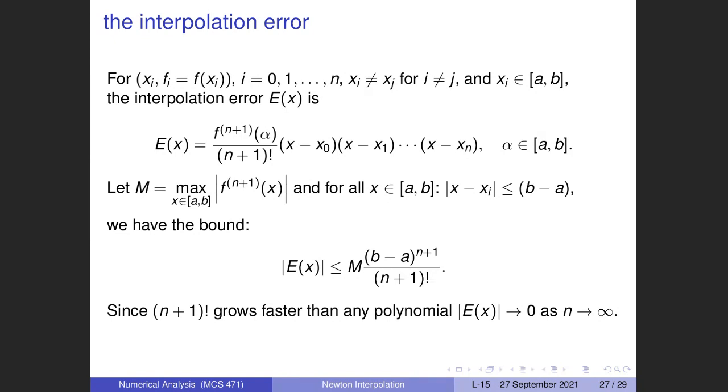So the fact that you get the n+1 derivative, and now forget about this alpha, the root, this is for any x. So the error will be 0 if the f is a polynomial of degree n or less. So that's also a check that this expression is kind of the right expression.